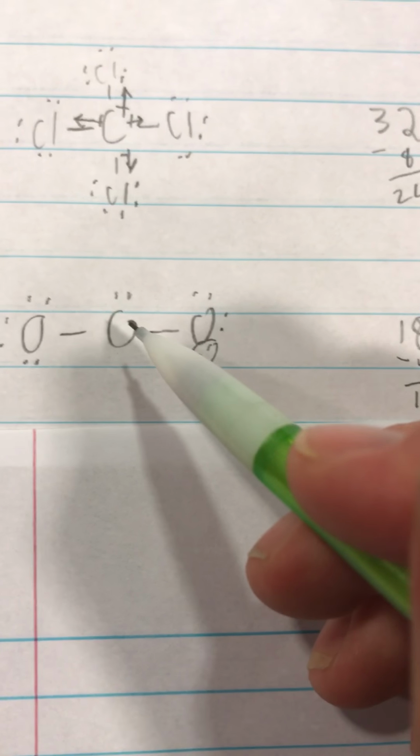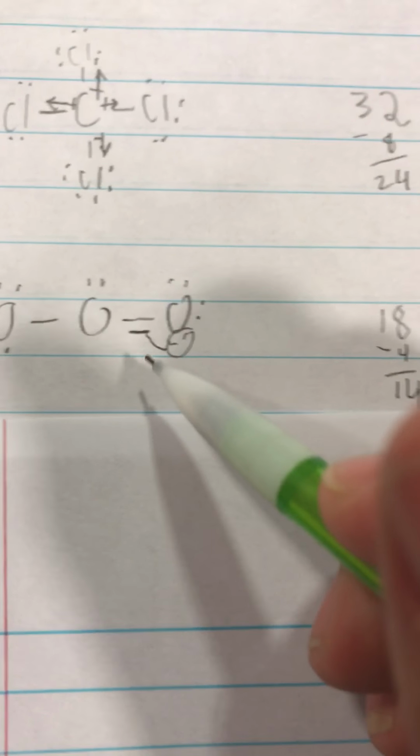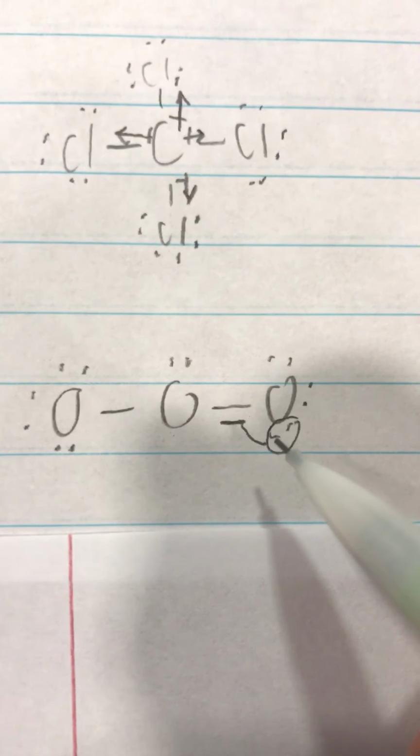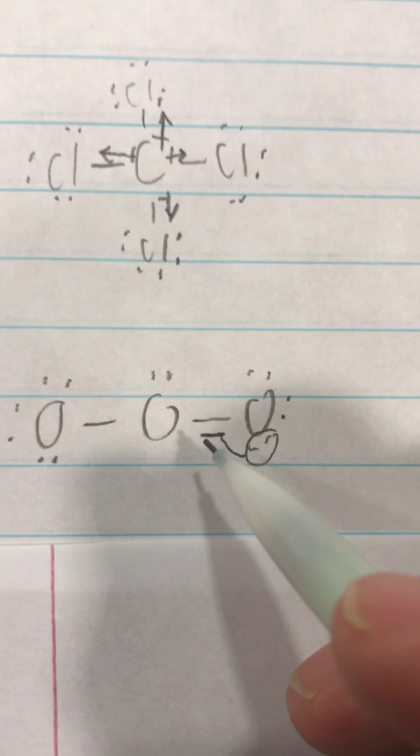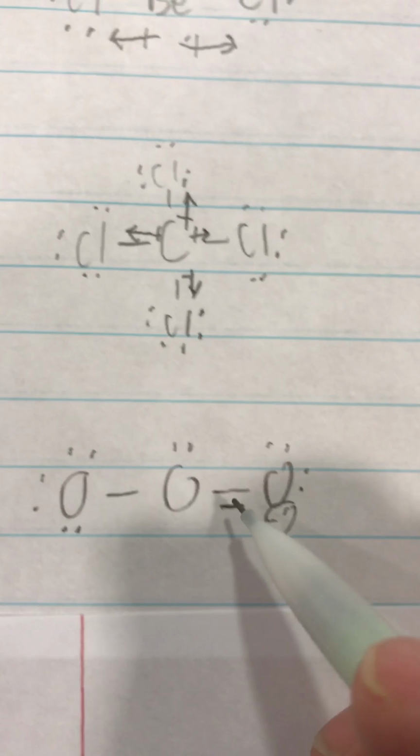But that's not enough to give it a valence of 8. So it goes ahead and makes a double bond here. But just like the one up here, the double bond is not a true double bond, it's a half bond. So you have a half bond here.